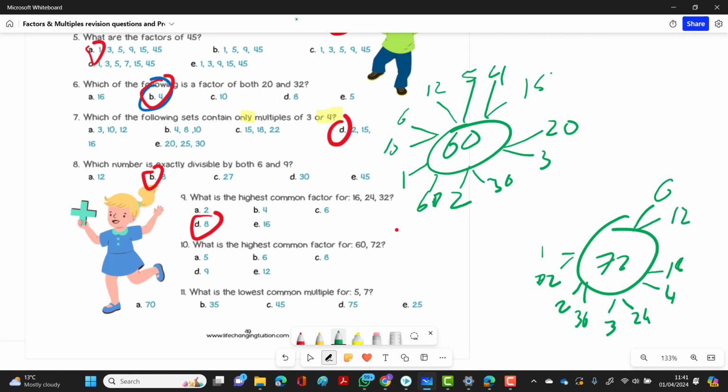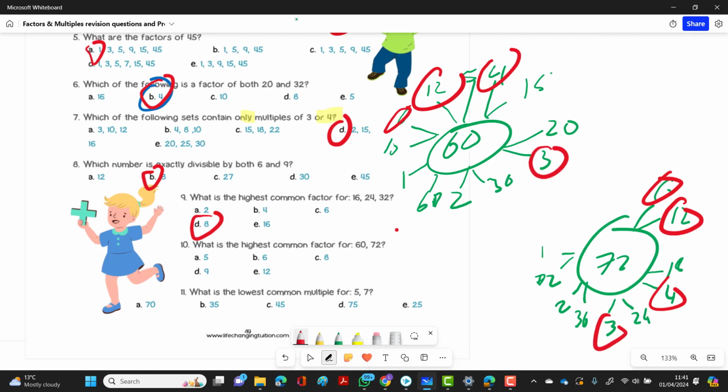Okay, so the highest number that appears on both lines. Let's circle the ones that appear on both. Does 12 appear on both? 12 does. Does 18 appear on both? No, 18 doesn't. 6 does. 24 doesn't. 3 does. 2 does. Okay, the highest number on all of them is 12. So number 10 should be E.